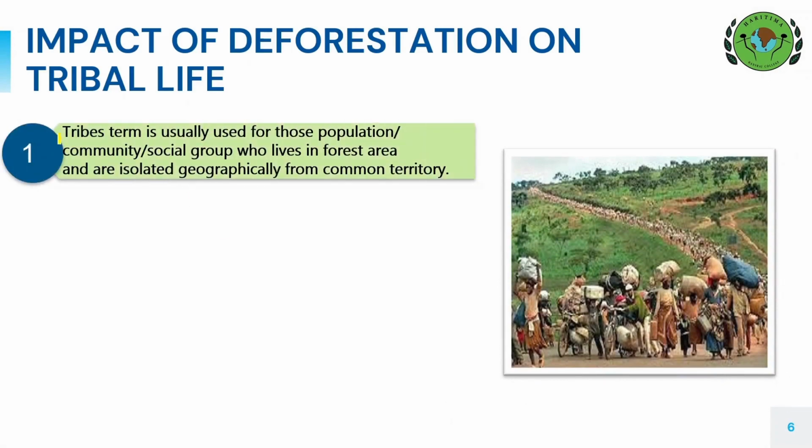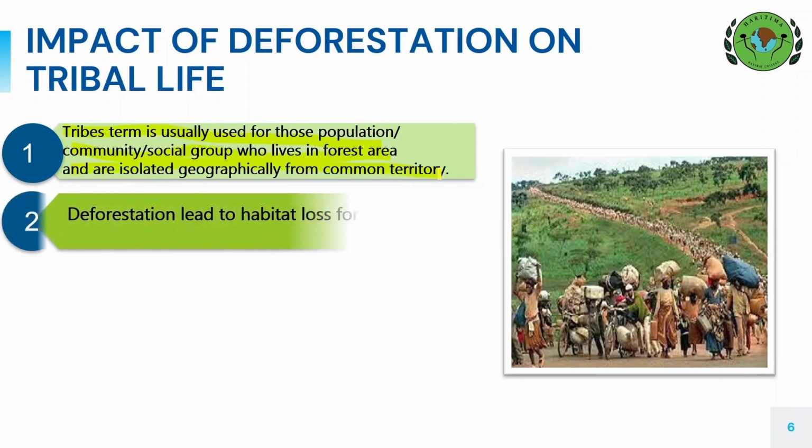Impact of deforestation on tribal life. In general terms, a tribe is a human social group which mainly live in a forested region and are isolated geographically from common territory. They survive by hunting and by carrying out shifting cultivation. And if we cut trees and clear forests, they will lose their homes, their habitat.